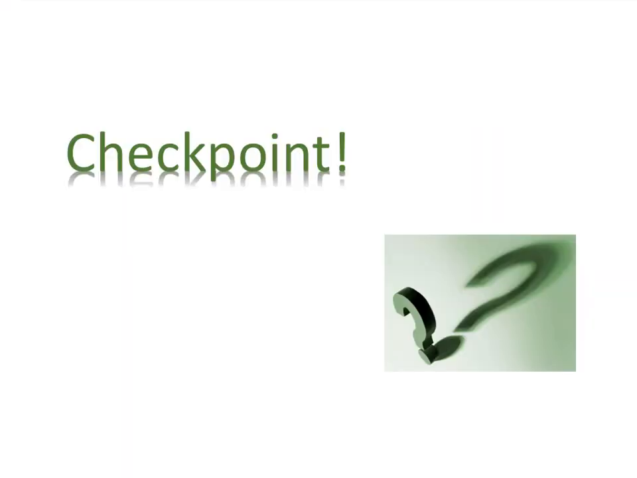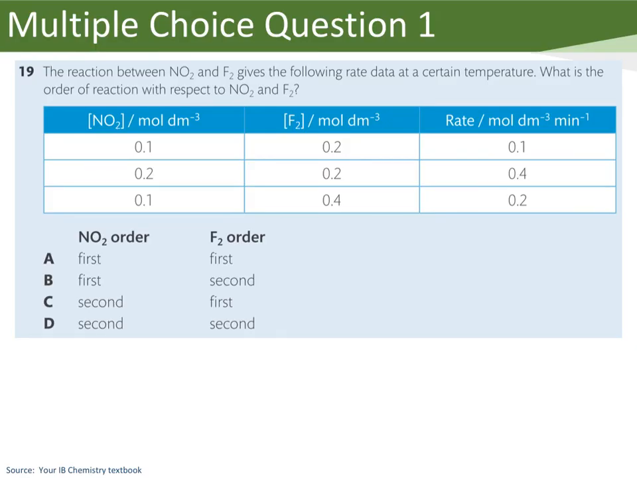Checkpoint question. Take a look at the question. See if you can figure out the reaction orders with respect to NO2 and with respect to F2. Pause the video and come back for an answer. All right, the answer is C. Second order for NO2, first order for F2. And so let's take a look and see if we can figure this out. If you got the right answer and you want to move on, fast forward a little bit.